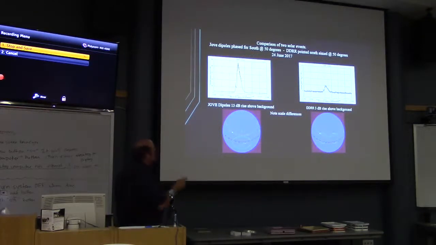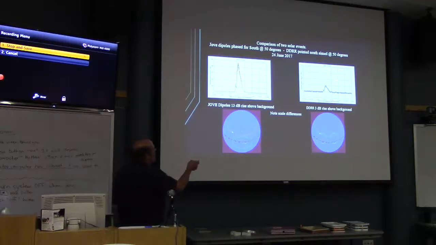Here's another one. Now this one is kind of interesting because here again, there's an explanation for both of these. Here's another solar burst for the Jove. And this one had a 13 dB rise above the background. Now here's the Jove dipoles, and that's where the Jove is aimed. And the sun at that time was over here, which means that we would expect less of a signal from the Jove dipoles, which is what we saw.